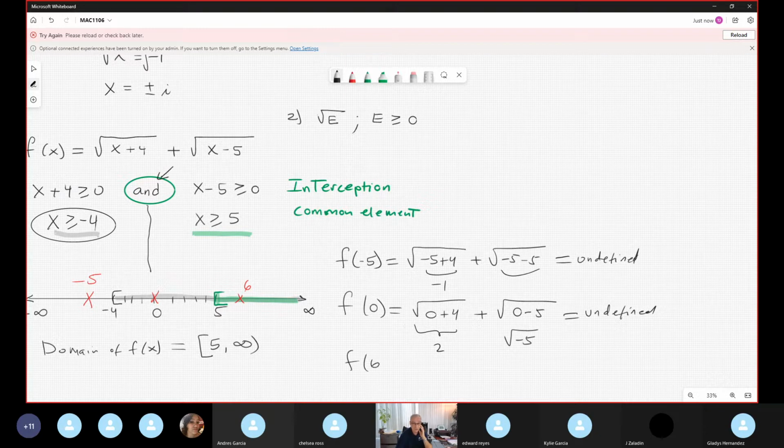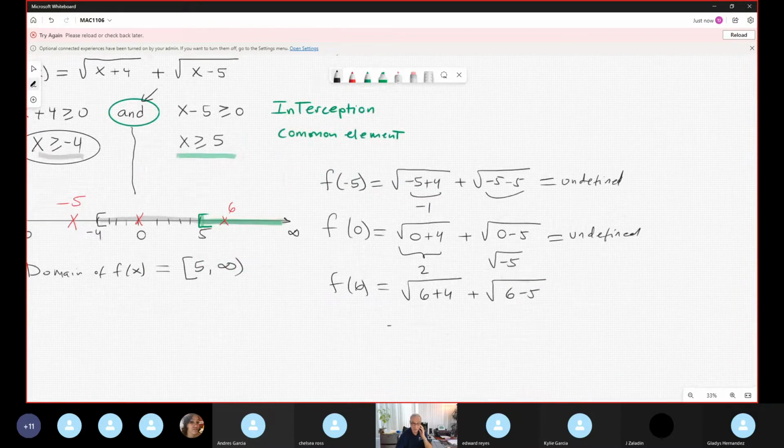Suppose 6. It's the square root of 6 plus 4 plus the square root of 6 minus 5. 6 plus 4 is 10, and the square root of 10 is a number. Of course, irrational, but it's a real number. And 6 minus 5 is 1, and the square root of 1 is 1. It's real, therefore totally defined, and it's in the domain. Cool. So the domain is the interval starting at 5, including 5.